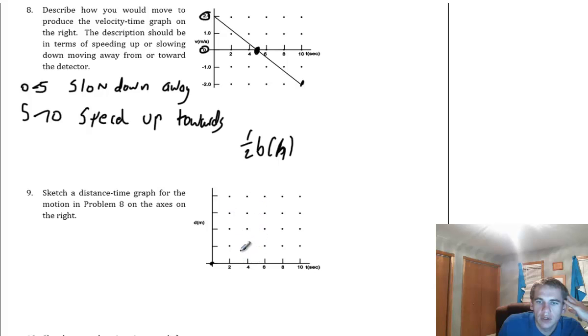1, 2, 3, 1, 2, 3. Oh, that's above where I could go. So I'm going to go 2, 4, 5. All right. And while it's doing this, it started fast and got slower, so that line needs to curve, be concave down. Here it starts slow and gets faster, but it comes back those 5 meters in 10 seconds. So it should look like this, fairly symmetric. The whole thing is concave down.